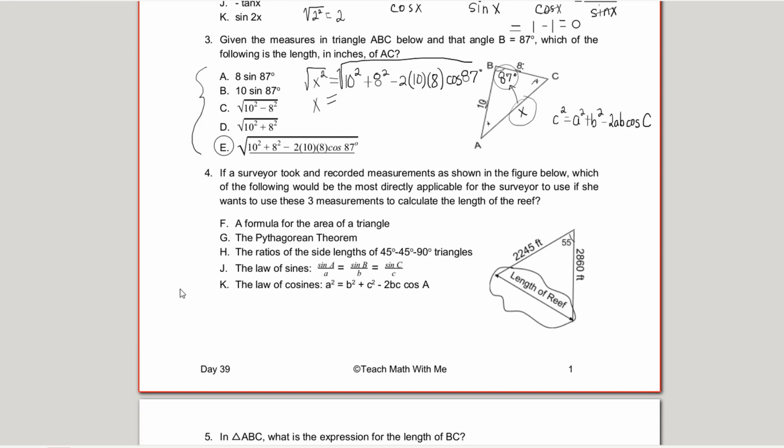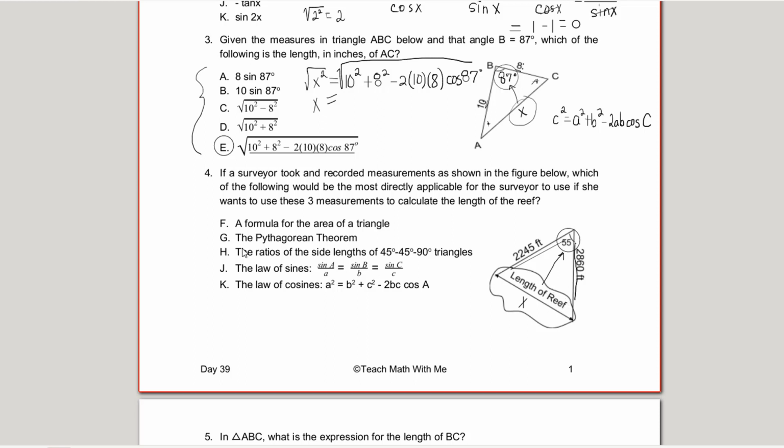So number 4 says, if a surveyor took and recorded measurements as shown in the figure below, which of the following would be the most directly applicable for the surveyor to use if she wants to use these 3 measures to calculate the length of the reef? And so she's looking for this length of the reef. We have a side length here of 2245, a side length on this side, and then we have the angle that is opposite the length of the reef.